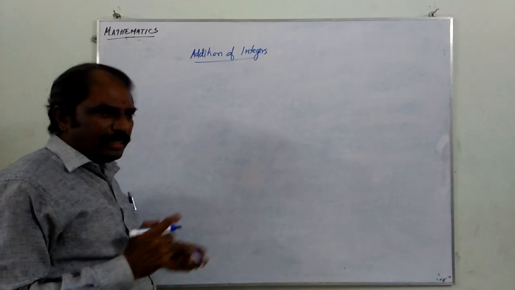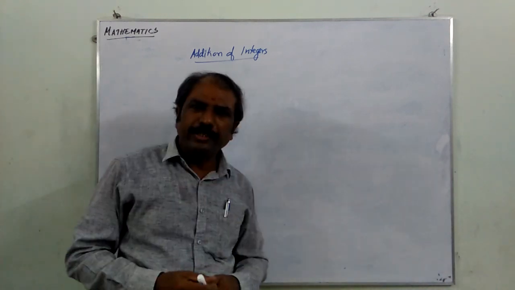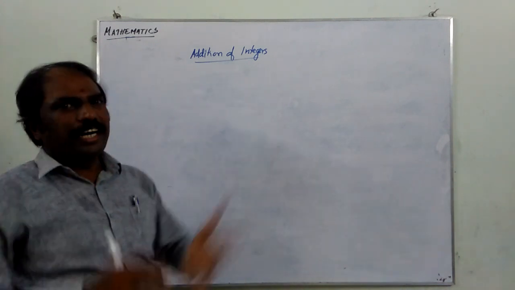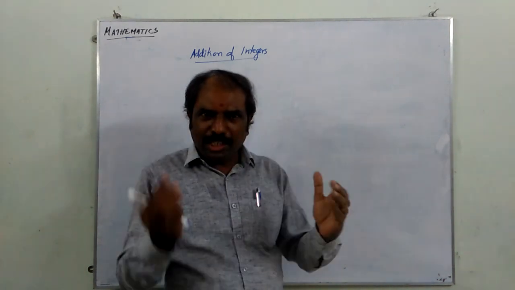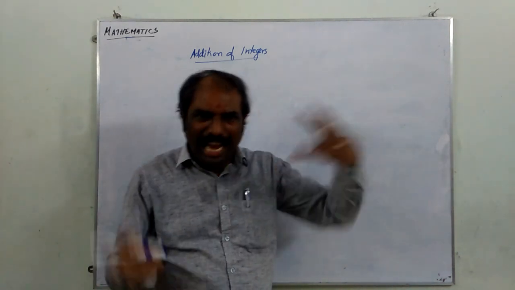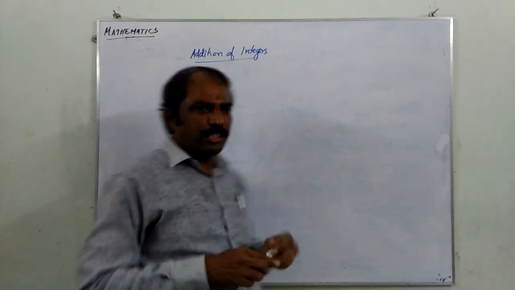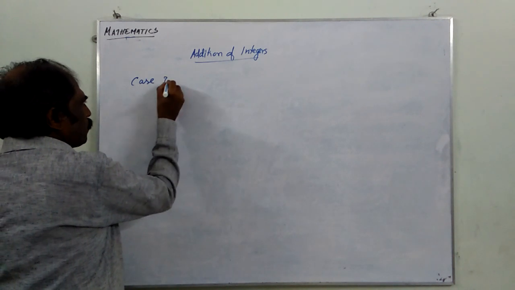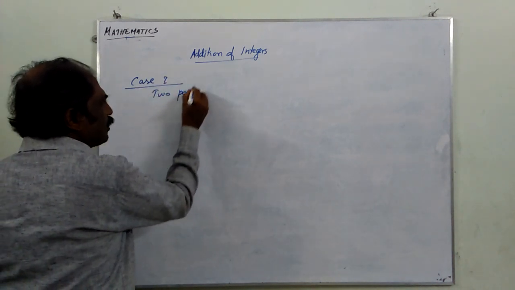You will see the addition of integers: when we add two positive integers, how it becomes; when we add two negative integers, how it becomes; and if the integers are mixed, positive and negative together, what will be the result. Only these three cases we will see. So case 1, two positive integers.